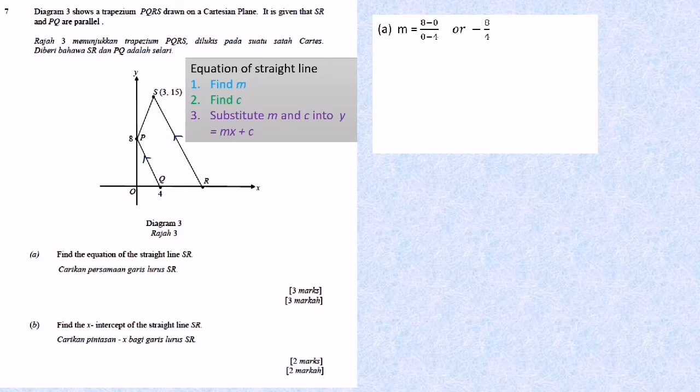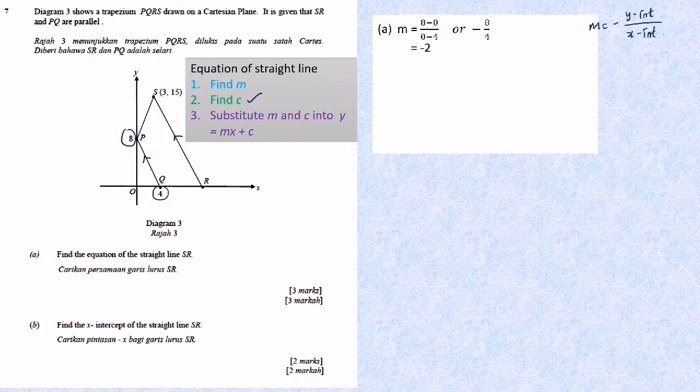Or we use the formula m equals negative y-intercept over x-intercept. So m equals negative 8 over 4. Then you will obtain gradient equals negative 2. After we obtain the gradient m equals negative 2, we need to find the y-intercept of straight line SR.